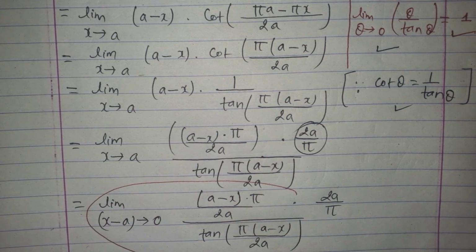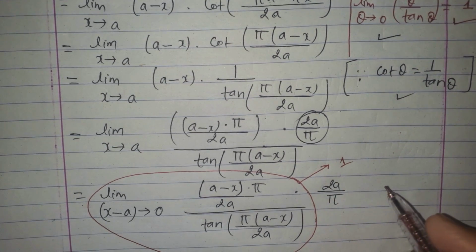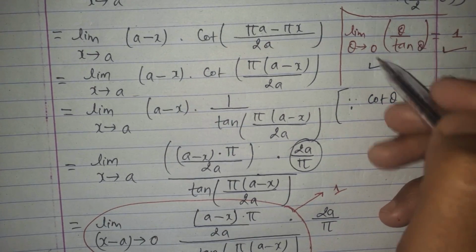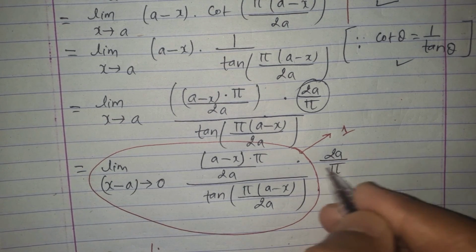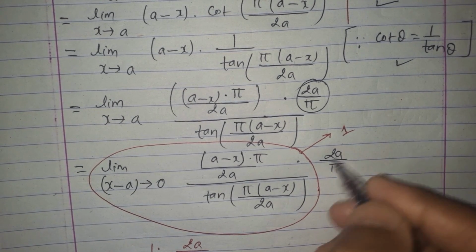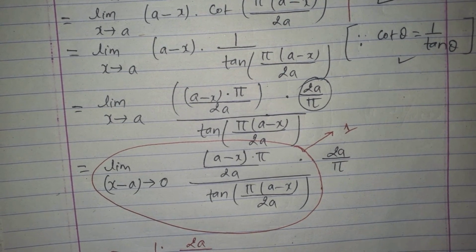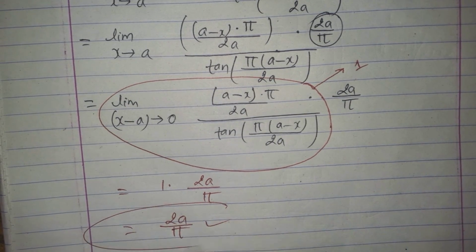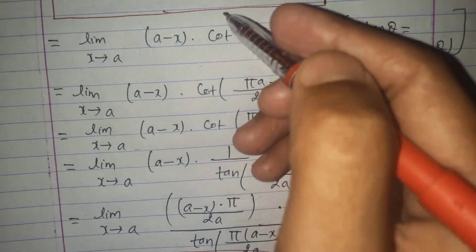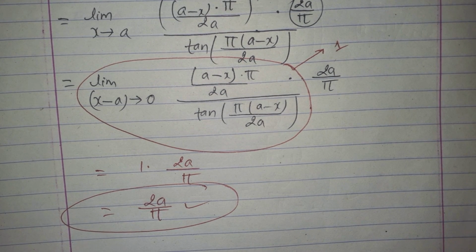This enclosed part gives the result 1 because it is in the standard form. So in place of this expression we can write 1 times the constant 2a over pi. This is just 2a over pi. This is the final answer of this particular question. Here we finally obtain the limiting value of the given function as 2a over pi. This is the whole solution of this particular question.